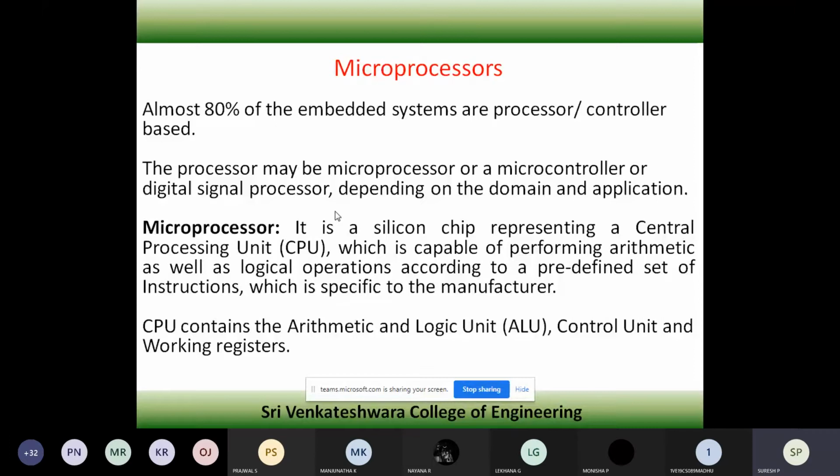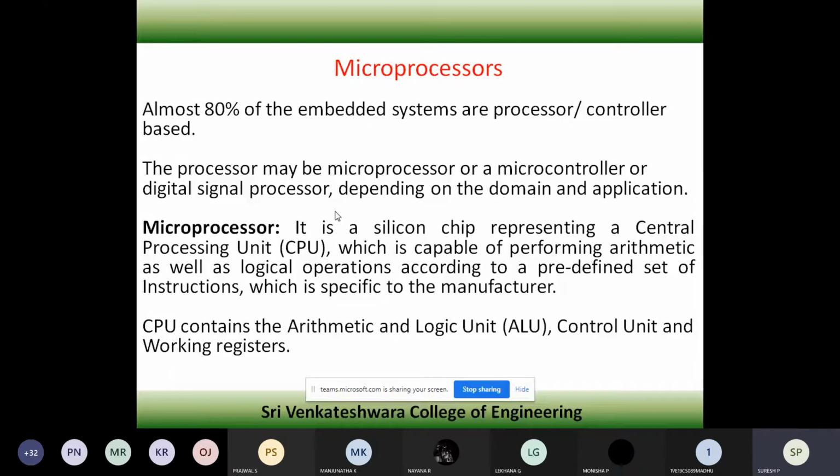Representing a central processing unit. So now when you have the CPU, we already know what operation that particular CPU is going to do. That particular microprocessor is able to perform arithmetic and logical operations according to a predefined set of instructions.